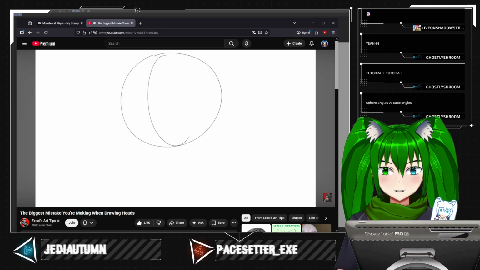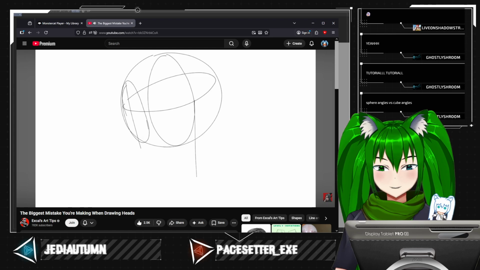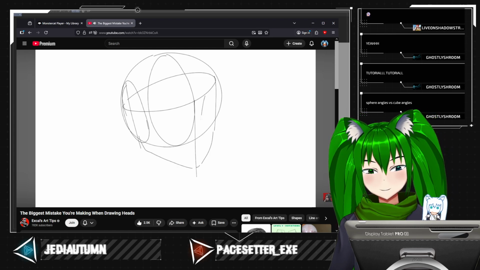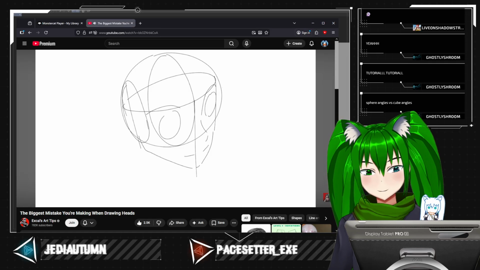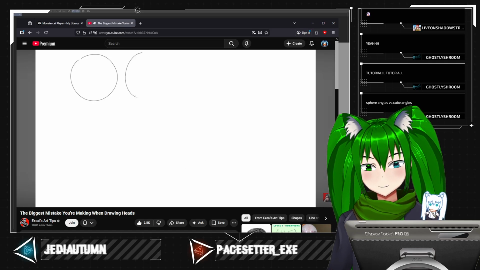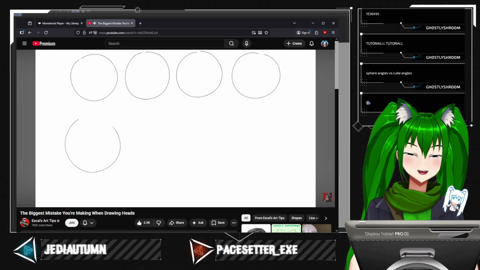This is where people, especially beginners, usually go wrong. They don't draw the sphere correctly, and then it doesn't really matter what you do on top of that because your foundation is already incorrect. The first thing we need to do is draw a circle, which sounds pretty simple, but it needs to be very close to a perfect circle.